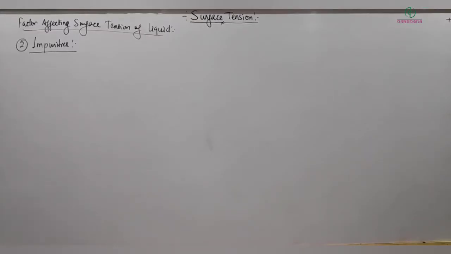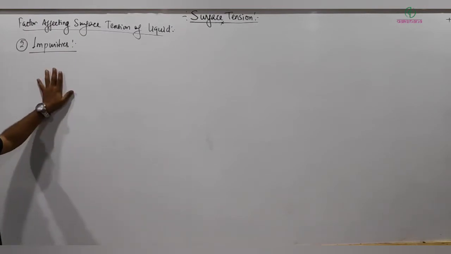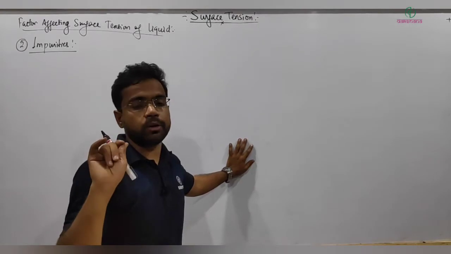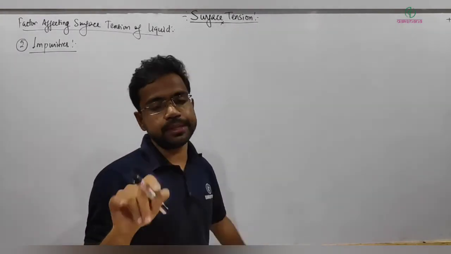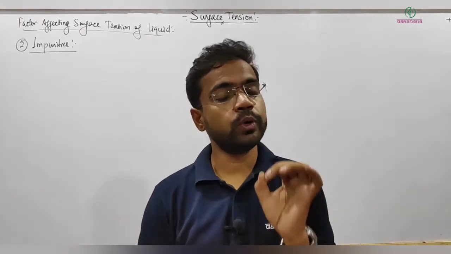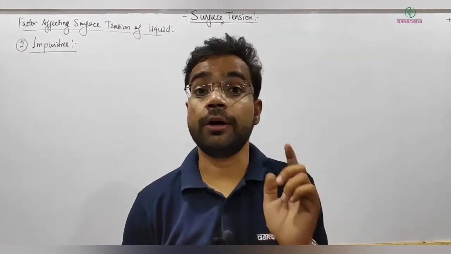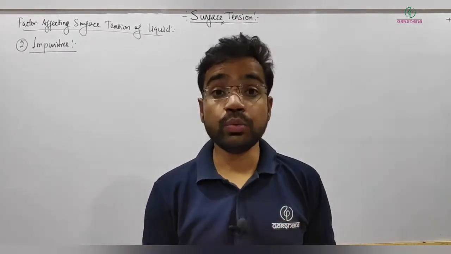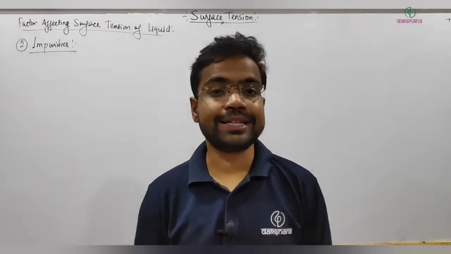Okay, so the next factor affecting surface tension of a liquid is impurities. Again, we can think about impurities also. There can be two types of impurities. And what exactly is happening here is that impurities are ultimately also affecting the intermolecular force of attraction. So how can they affect it in different manners?